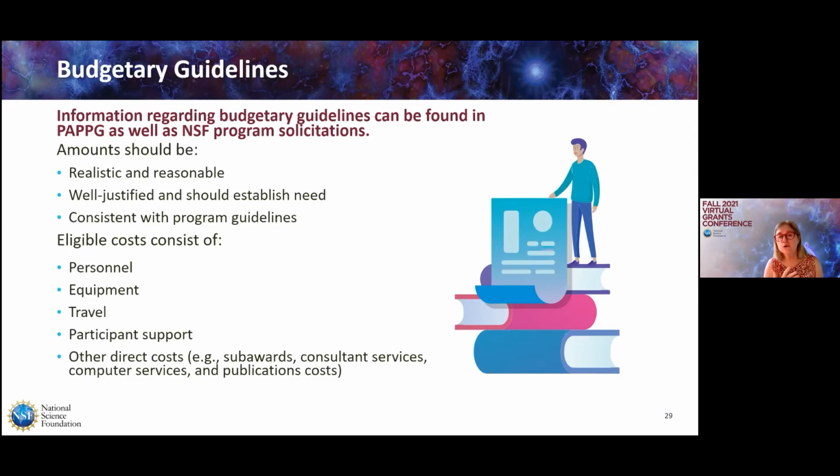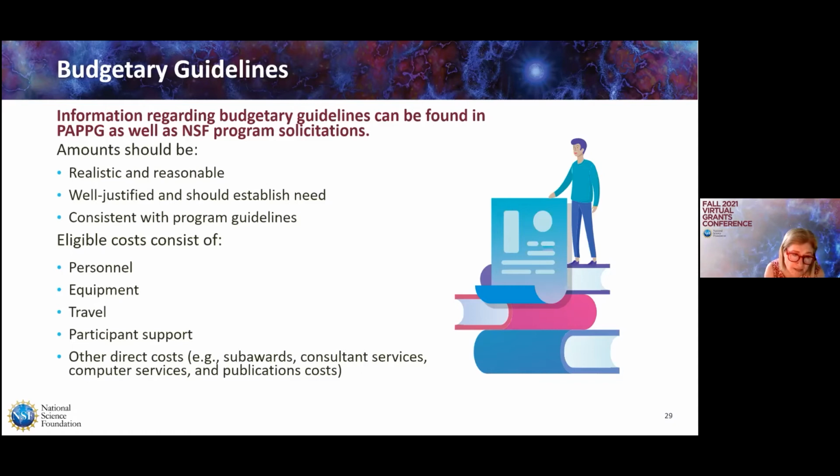There are also other direct cost categories such as subawards, consultant services, computer services, publication costs. And there is a lot of language in the PAPPG that we put in, in very descriptive ways, to help you better understand what those categories are and how they should best be used when you are preparing that budget.